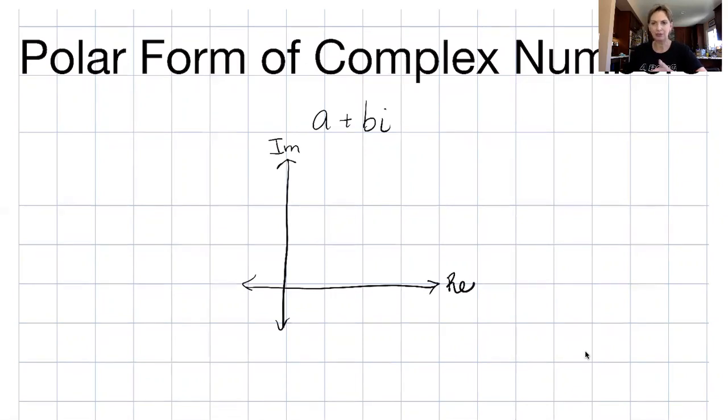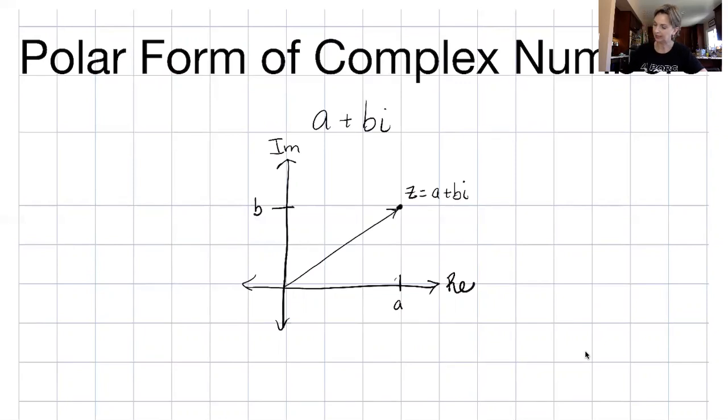Okay, so if we were to plot a plus bi on this rectangular coordinate grid, a would be down here on the x-axis and b would be up here on the imaginary axis, like that. And let's say I plot right here our number z equals a plus bi. We worked on that in the last video, just plotting those numbers and adding and subtracting numbers in complex form.